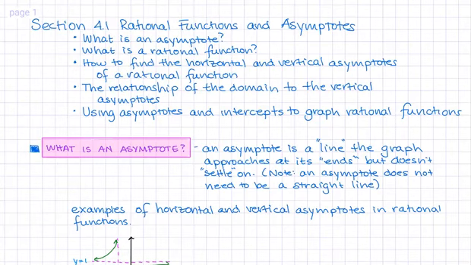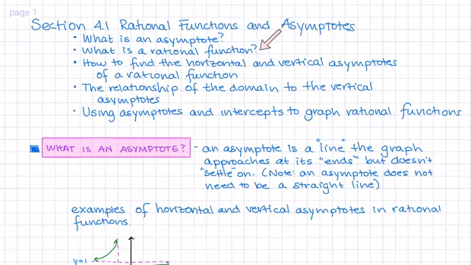All right, so we are going to do section 4.1 as it says right here. We're doing rational functions and asymptotes. These are going to be the things that we cover. We're going to talk about what an asymptote is. And you guys may know what an asymptote is already, but we're going to go through a formal way of looking at it. So we'll do that.